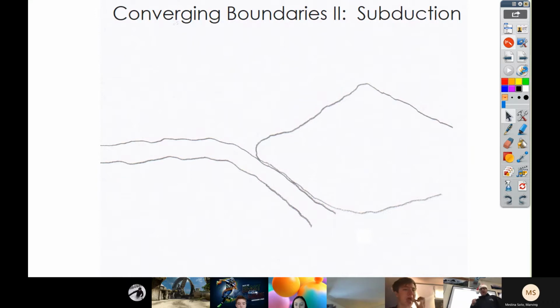Okay, so we need the title at the top that says Converging Boundaries 2: Subduction. So, two kinds of colliding boundaries. This one is really interesting. So let's start by showing that we are having the ocean floor colliding with a continent. And so I'm going to draw the ocean in there.